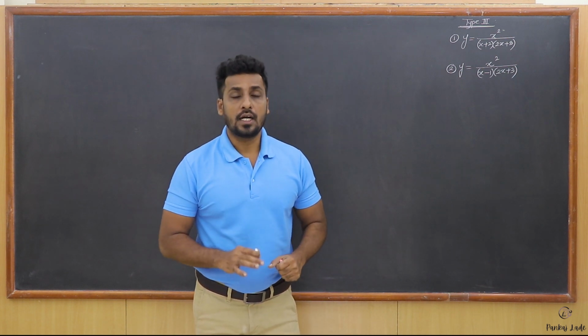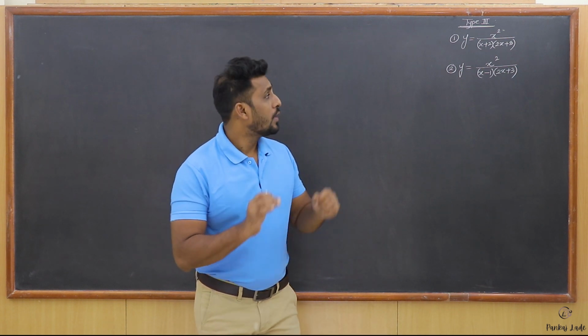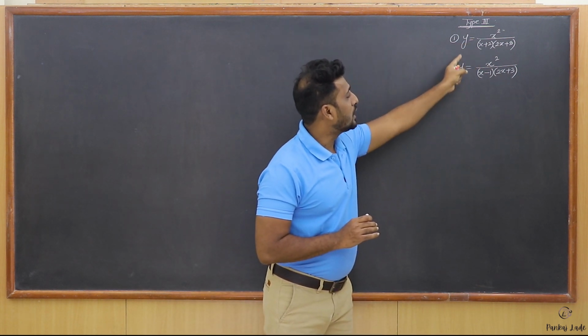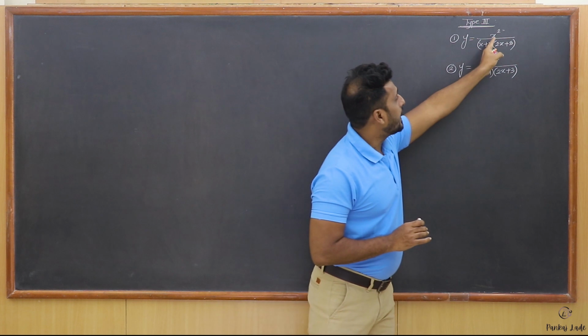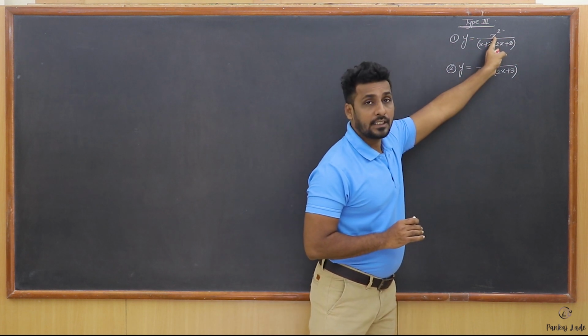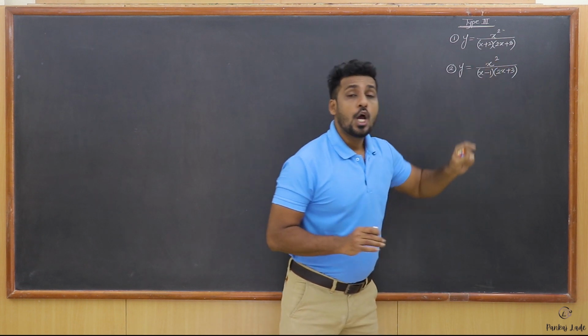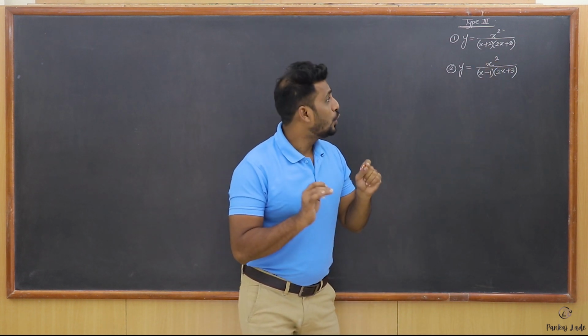Students, now we are going to start with the next type of questions. Again, observe carefully. In this type, if you observe the two questions which are written on the board, you can see that the power of the numerator is x square, and if you multiply these terms present in the denominator, you still get the power as 2, isn't it?